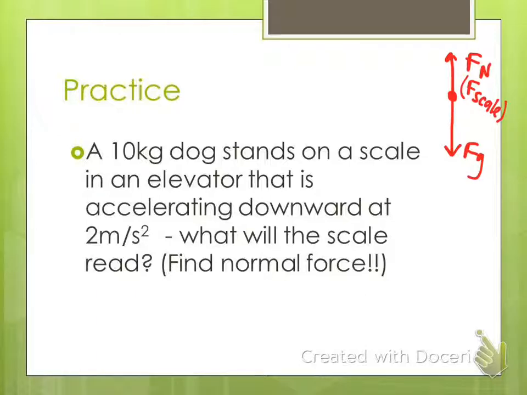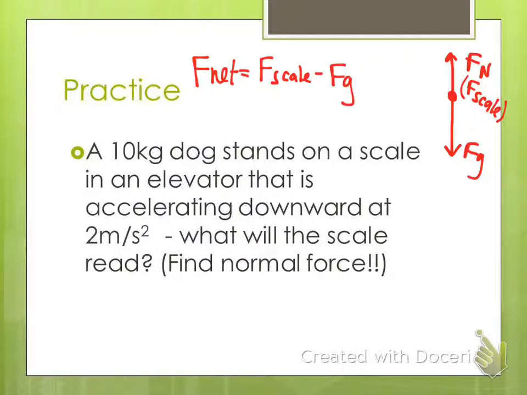So what's our next step? We've got a free body diagram. What's our next step? Set up our equation. So what is it, Alex? What's our F net equation? F net equals F scale plus... Not plus, because F scale's going up, so F g has to be going down. Oh, so you're subtracting. Yep.